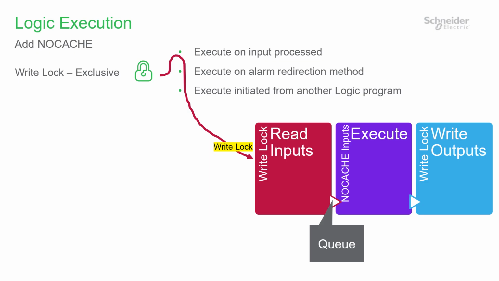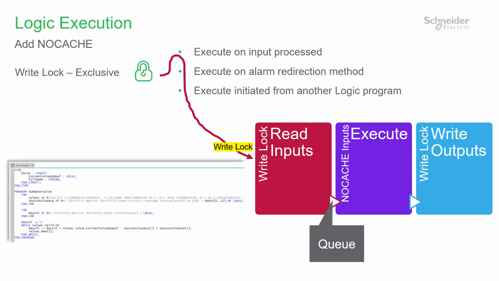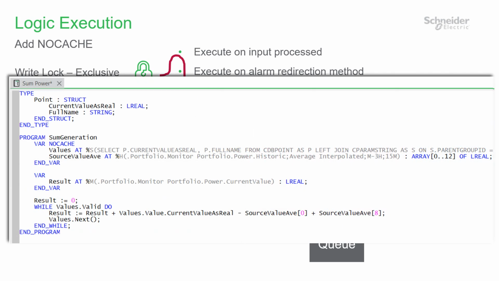If you do need them, you can defer these inputs to a read lock after queuing by adding the no cache keyword. Here's an example showing the change. The impact on performance can be significant for a system.